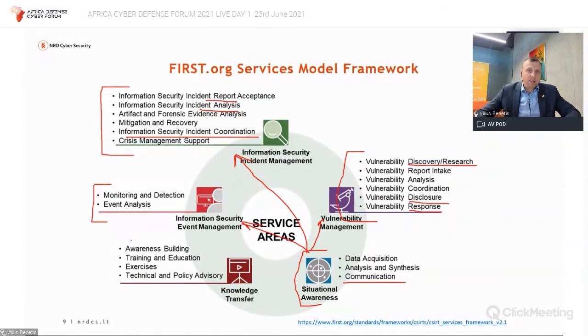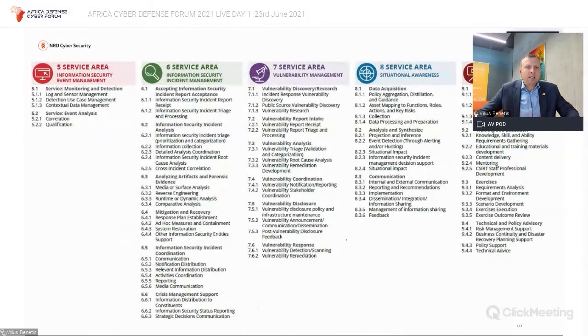And the final part is knowledge transfer, how we build awareness internally for our constituents. Because in doing all these activities, we understand how to strengthen through a behavioral change of our users, or being more aware, or having some skills, including training, education, exercises, as well as technical and policy advisory, where, for example, you learn how to procure more secure technologies in order not to have issues later on, including third-party issues, etc. So there are even more details.